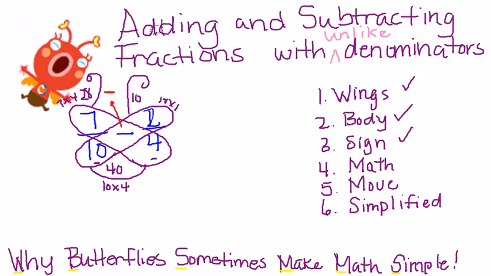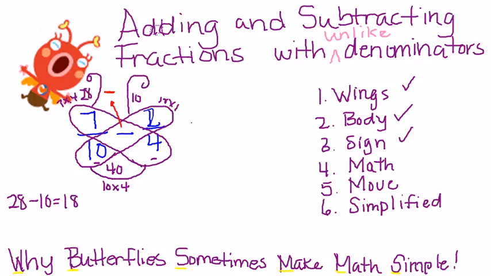We're now going to do the math. The math here is hard to see, but I'll write it over here so you can see. 28 minus 10 is what's in the antennae. So I'm going to do that math, which is going to be 18.